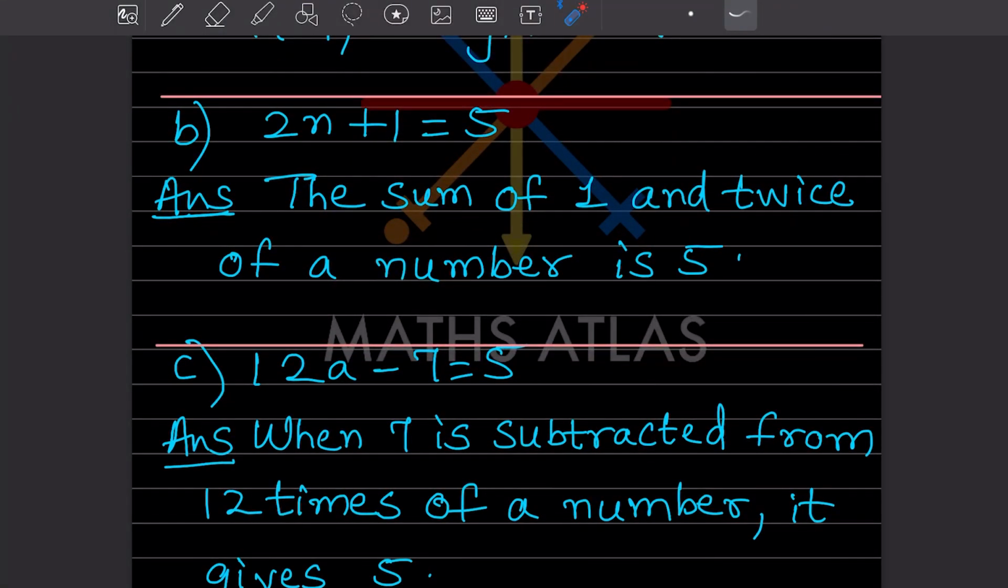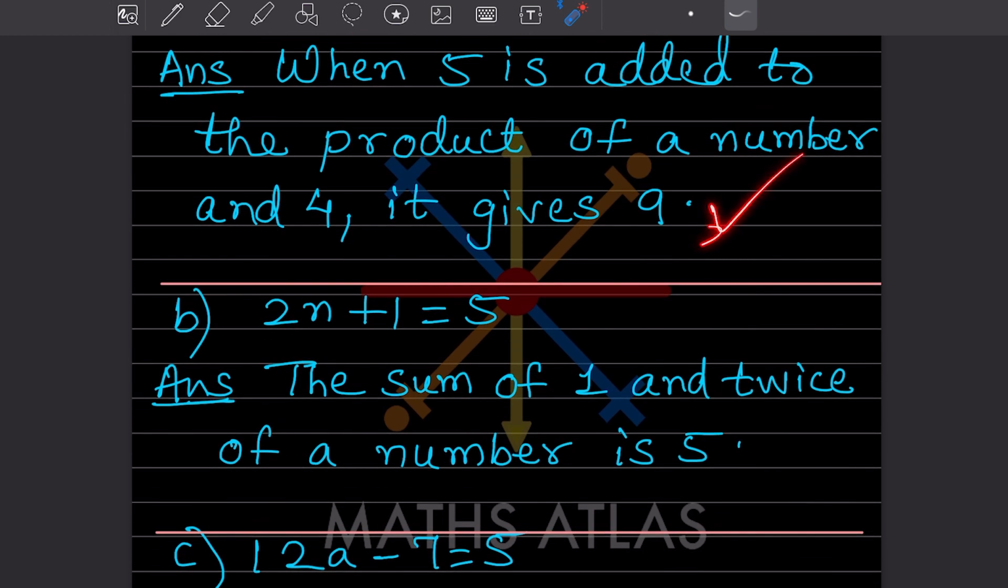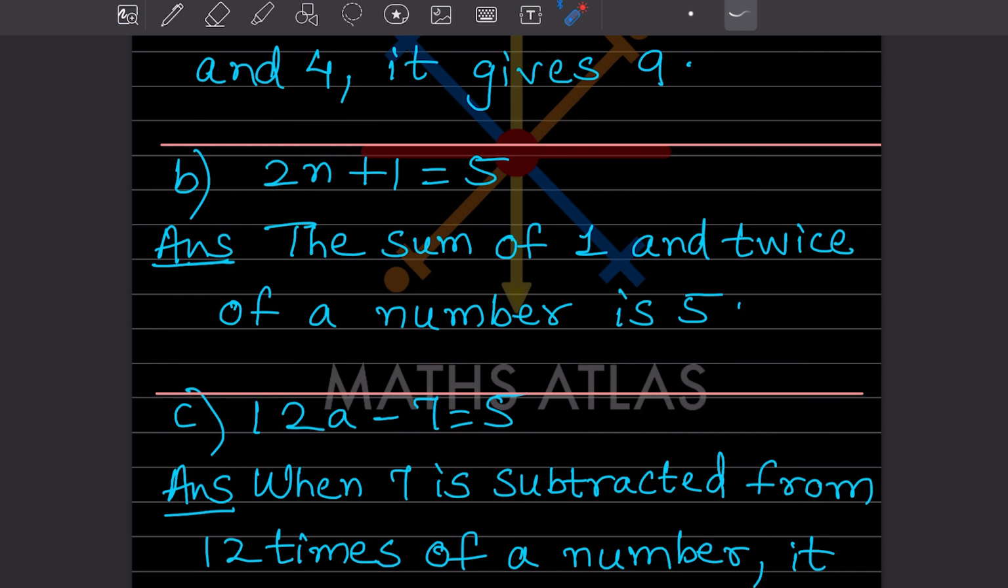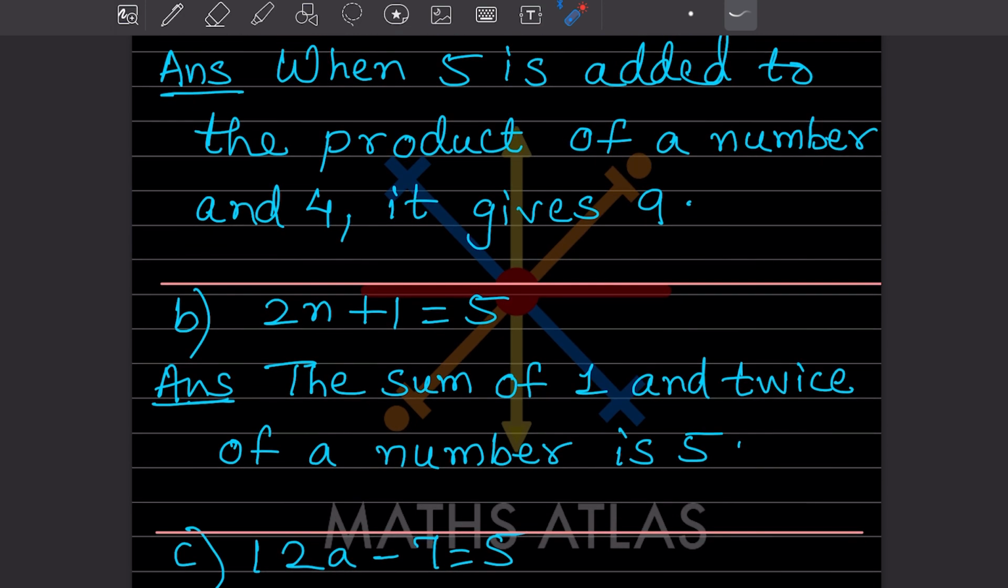Now 2n plus 5. So this we can write even in this form, or the second form is like this. We can also write like this. This plus means the sum, right? So here the sum of 1. Okay, and this is the variable. This is a number. That is what I wrote here: twice a number. Okay, is equal to means is 5. You can also write in this form.